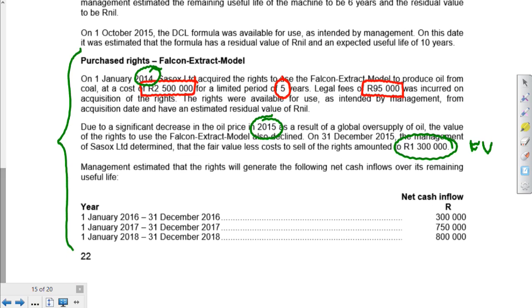Management estimated that the rights will generate the following net cash flows, so that's important, net cash flows over its remaining useful life. There were 5 years, there are 3 years left. This one works, whereas the one we saw before didn't work, with the 8 years and the 5 years left. At January 14, there were 5 years. 2 years later, there would be 3. So these are the 3 years. There's your net cash flows for the 3 years, and you have to work out a value in use.